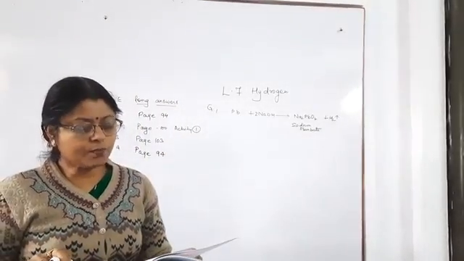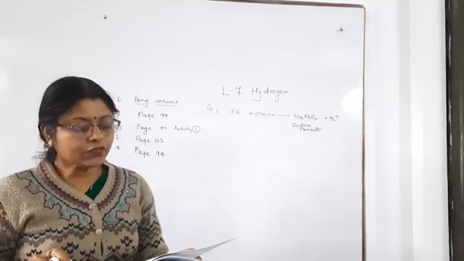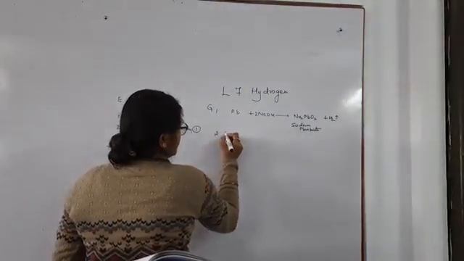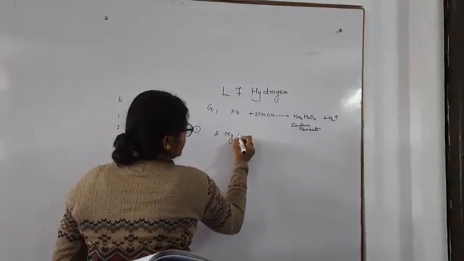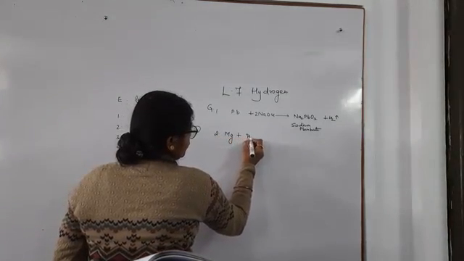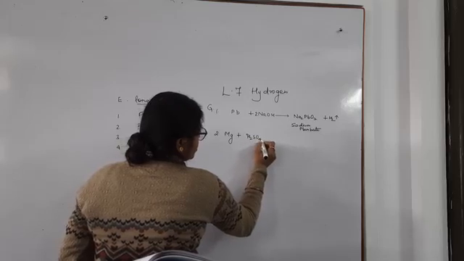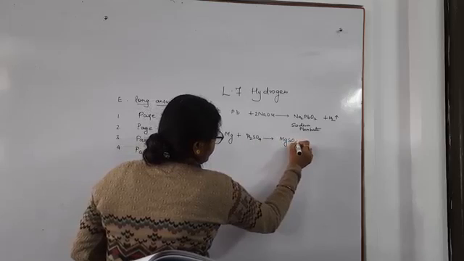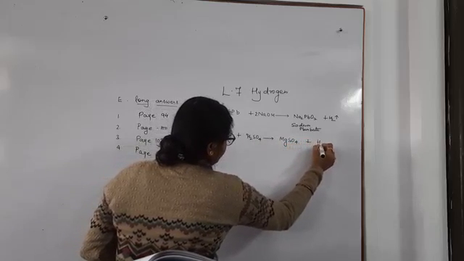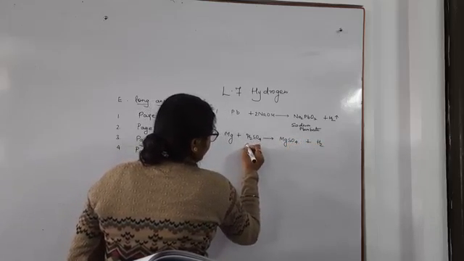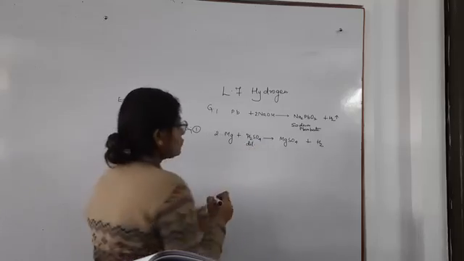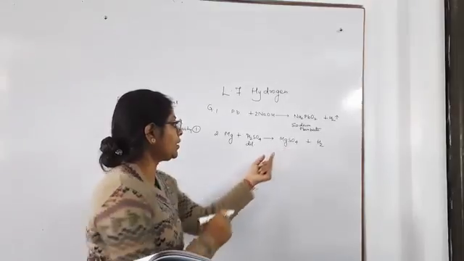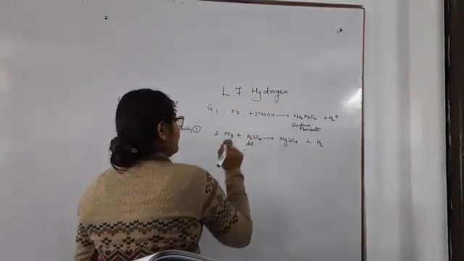Next equation is magnesium reacts with dilute sulfuric acid. The second equation is magnesium plus H2SO4 changes into MgSO4 plus hydrogen, and here you can write down dilute. So magnesium reacts with dilute sulfuric acid, it will form magnesium sulfate plus hydrogen.